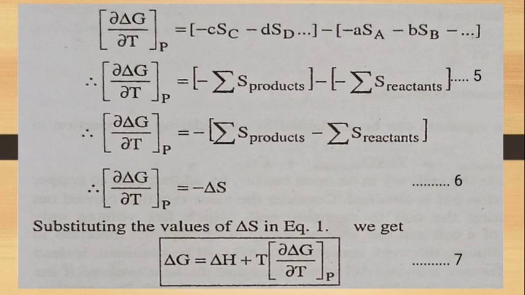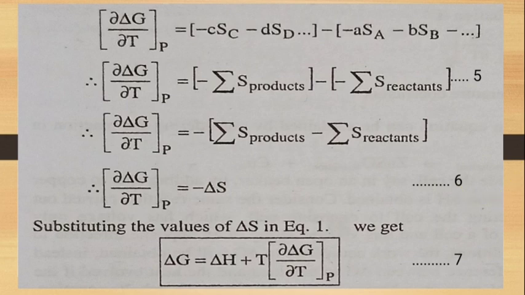So this is our equation, and summation of entropy of products minus summation of entropy of reactants can be denoted by ΔS. So just put ΔS instead of that. The left side will remain as it is, ∂ΔG/∂T at constant pressure is equal to minus ΔS. So this one is our equation 6.